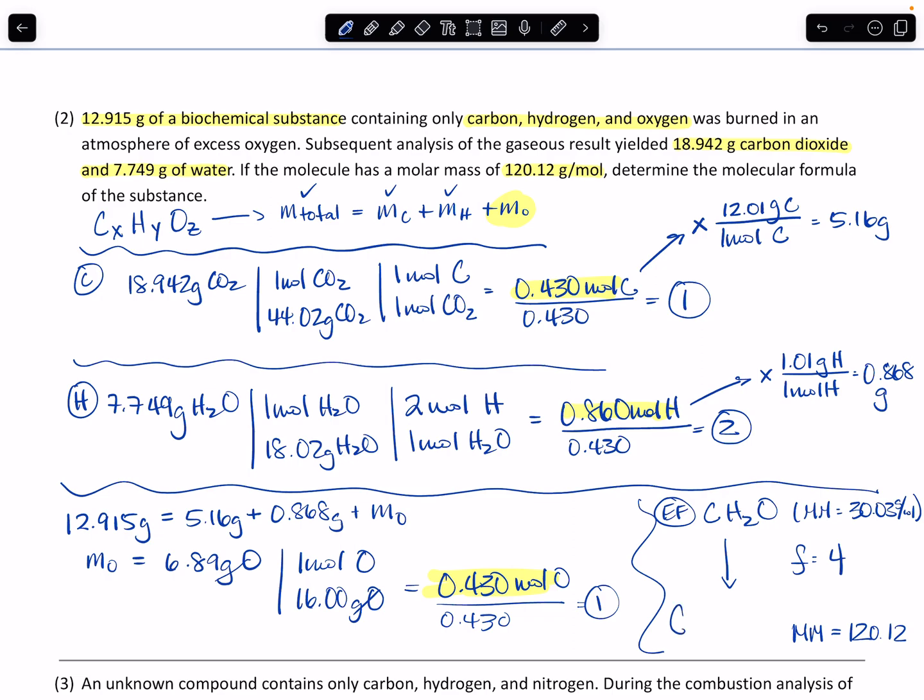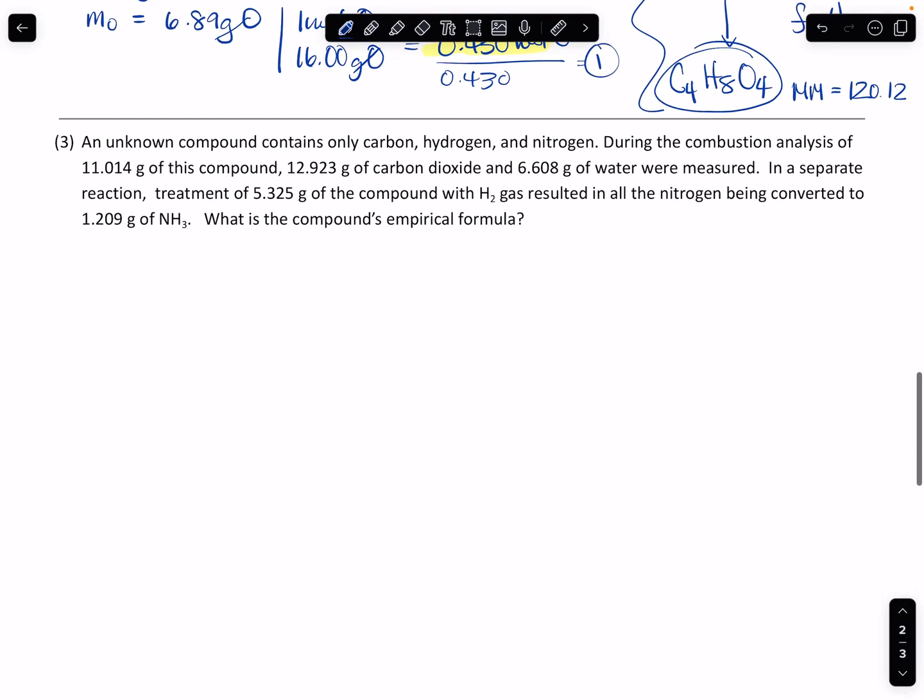All right, so that means this molecular formula must be C4H8O4. Okay, so that's an example of one of these combustion analysis problems where you have oxygen present. But there are other combustion reactions that we can run where there might be other elements present, and that's what this last problem is going to look at.